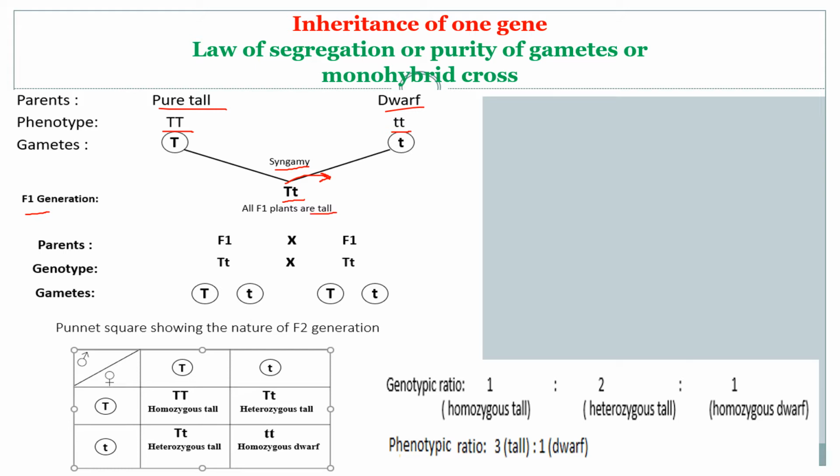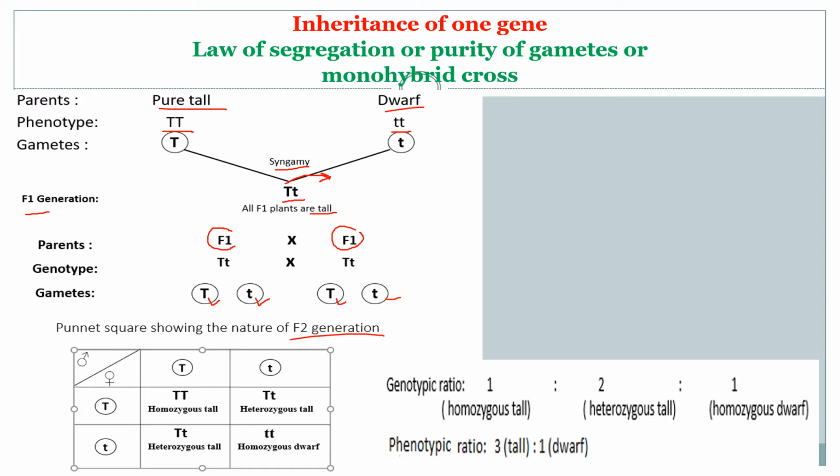Next, when the F1 are self-crossed, what happens? The capital T small t and capital T small t are crossed. When they produce gametes, they produce two kinds of gametes: one is capital T and the second is small t. Here also the same, capital T and small t. And we have to represent it in the form of a Punnett square. So this shows the nature of the F2 generation.